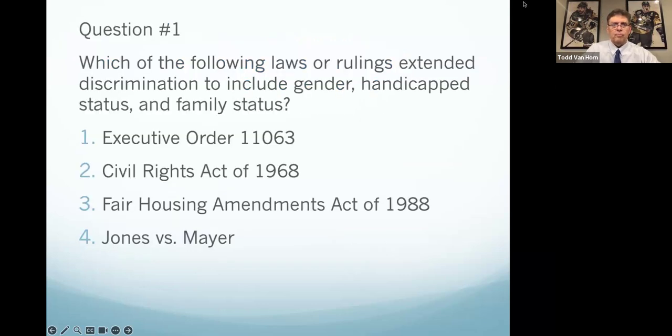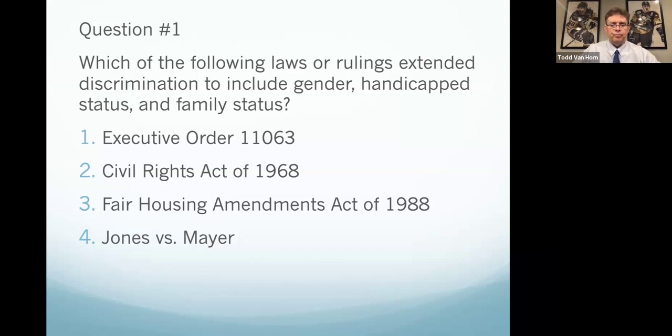The first question is, which of the following laws or rulings extended discrimination to include gender, handicapped status, and family status? Was it Executive Order 11063? Was it the Civil Rights Act of 1968? Was it the Fair Housing Amendments Act of 1988? Or was it the court case Jones versus Mayer? Which one do you think it is? I'll give you 10 seconds. You can write down your answer on your sheet of paper and see how close you are.